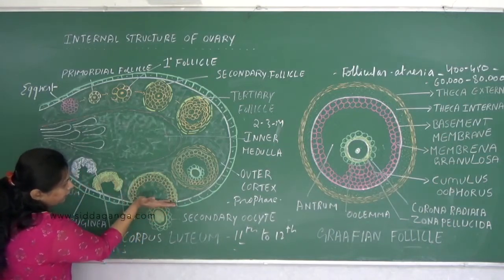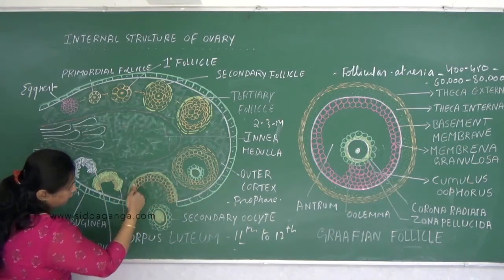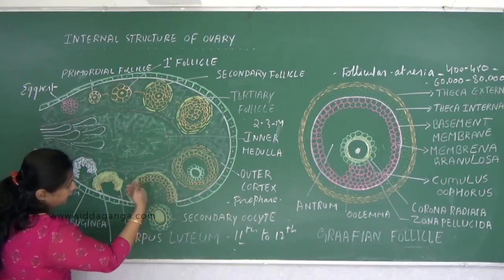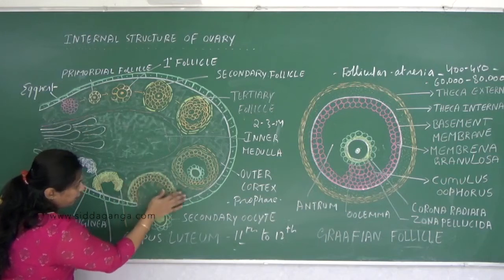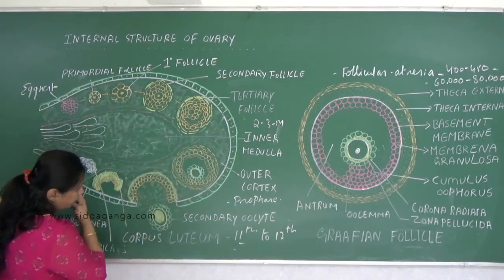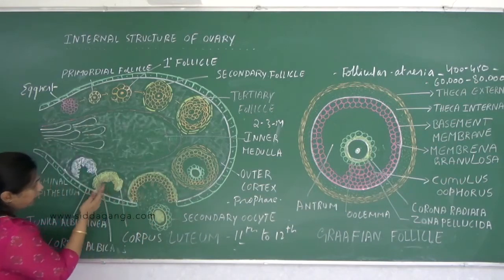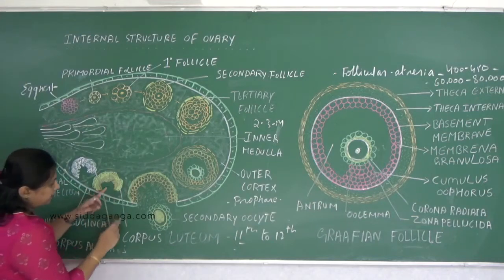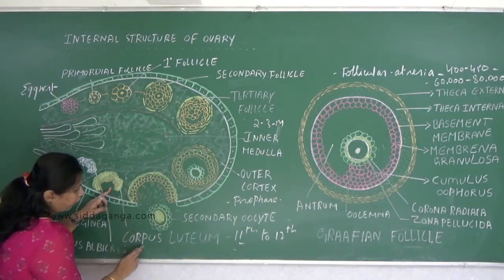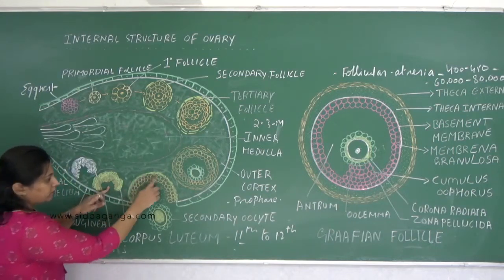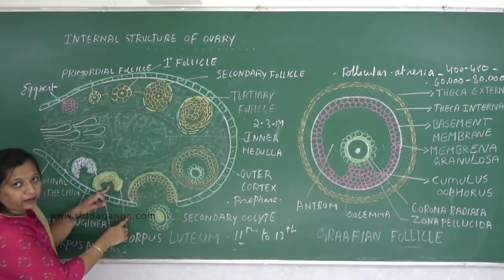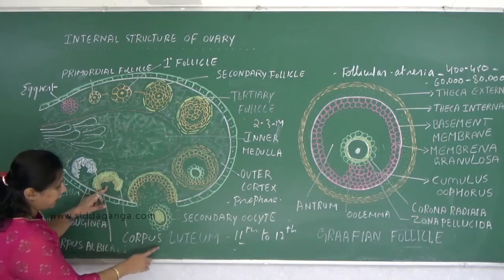Now once the Graafian follicle ruptures and the secondary oocyte is released, what is left? You can see here some granulosa cells are left, and theca interna and theca externa cells are present. The remaining ruptured Graafian follicle cells transform into another structure called the yellowish body, the corpus luteum. So the corpus luteum is formed from the ruptured Graafian follicle.